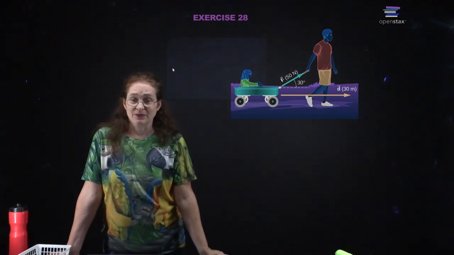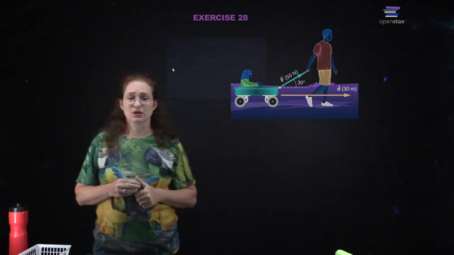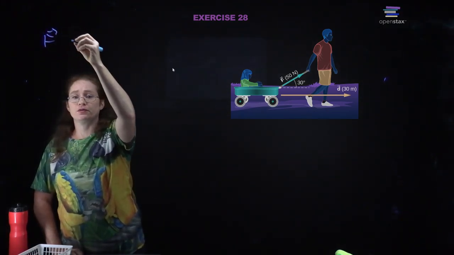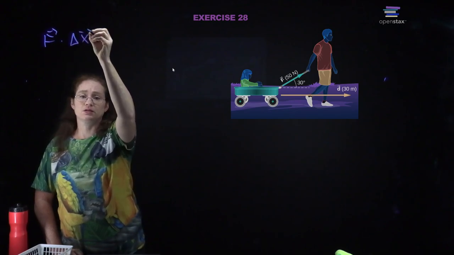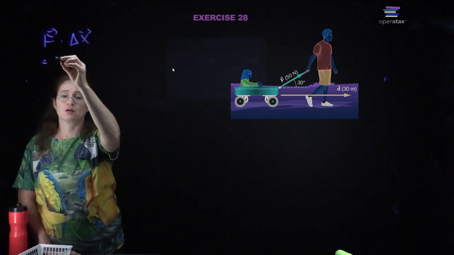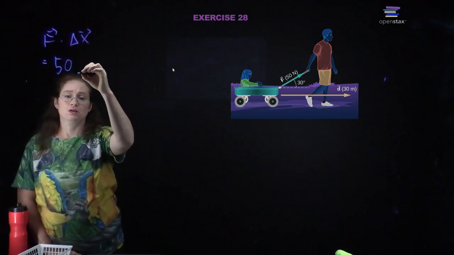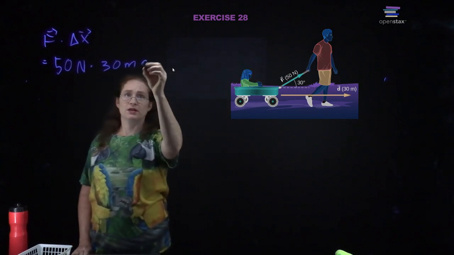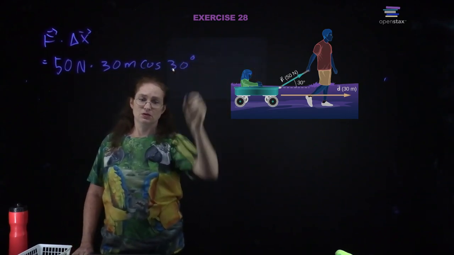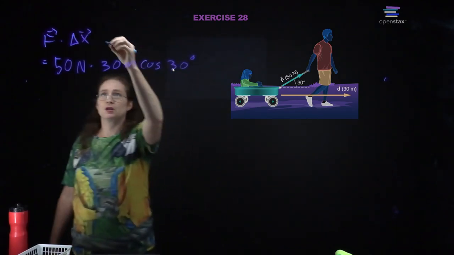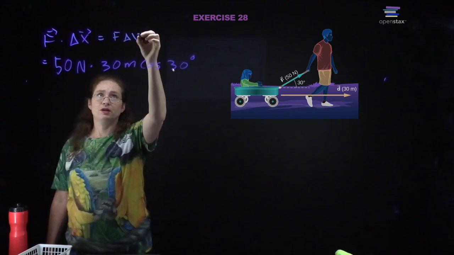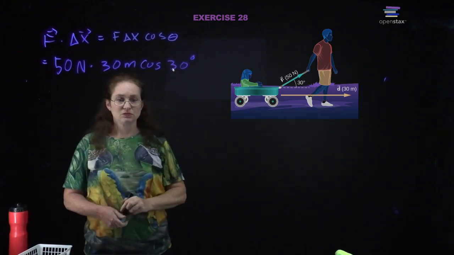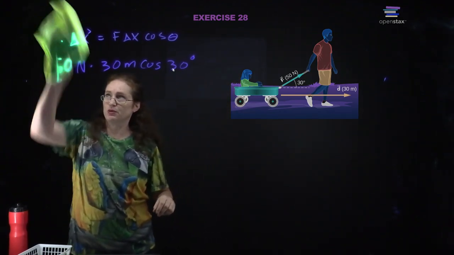You pull a child in a wagon a distance of 30 meters. How much work do you do? So now F dot delta x is going to be 50 newtons times 30 meters, and then we want cosine 30 degrees. So the dot product is the magnitude of F times the magnitude of delta x times the cosine of the angle between them. A simple problem like this is plug and chug.